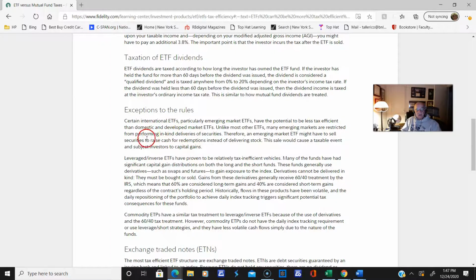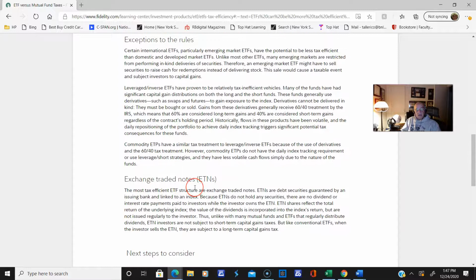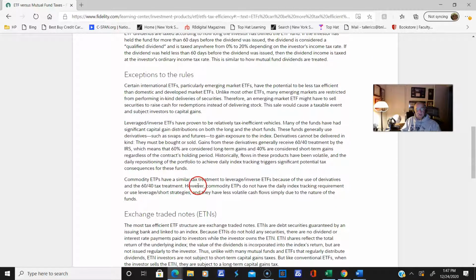All right, so anyway, it goes on here, and they talk about leveraged inverse ETFs, which have proven to be relatively tax inefficient vehicles. All right, so you can read the rest of this, okay? But I just wanted to make this point available to you. And there are similar tax treatments for commodity ETPs, I guess exchange traded portfolios here, and they have a similar tax treatment to leveraged inverse ETFs. So an ETP, I believe, is an exchange traded portfolio.